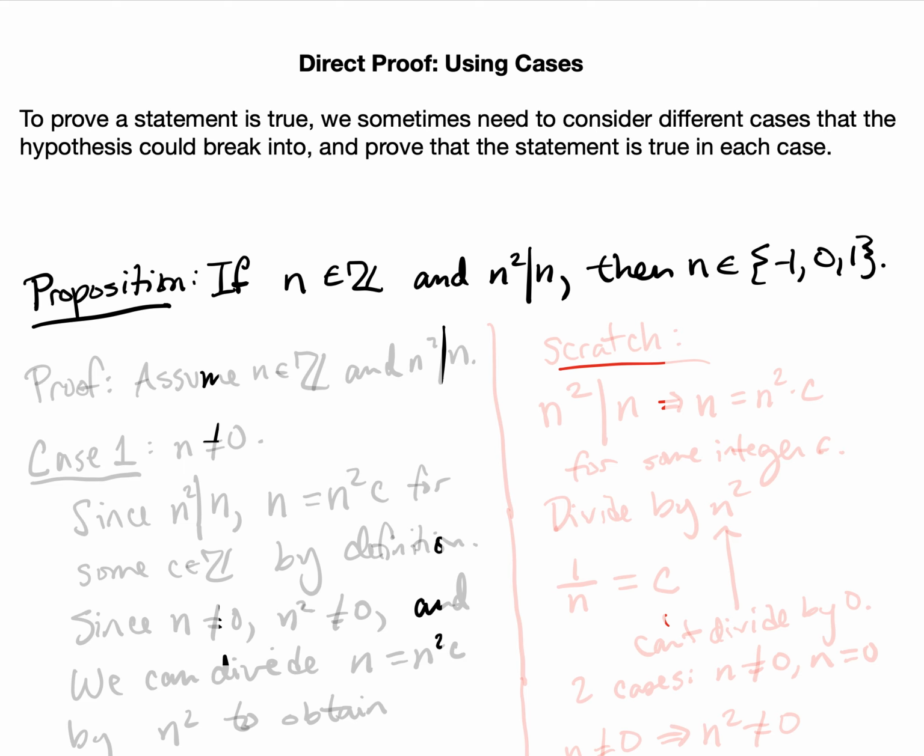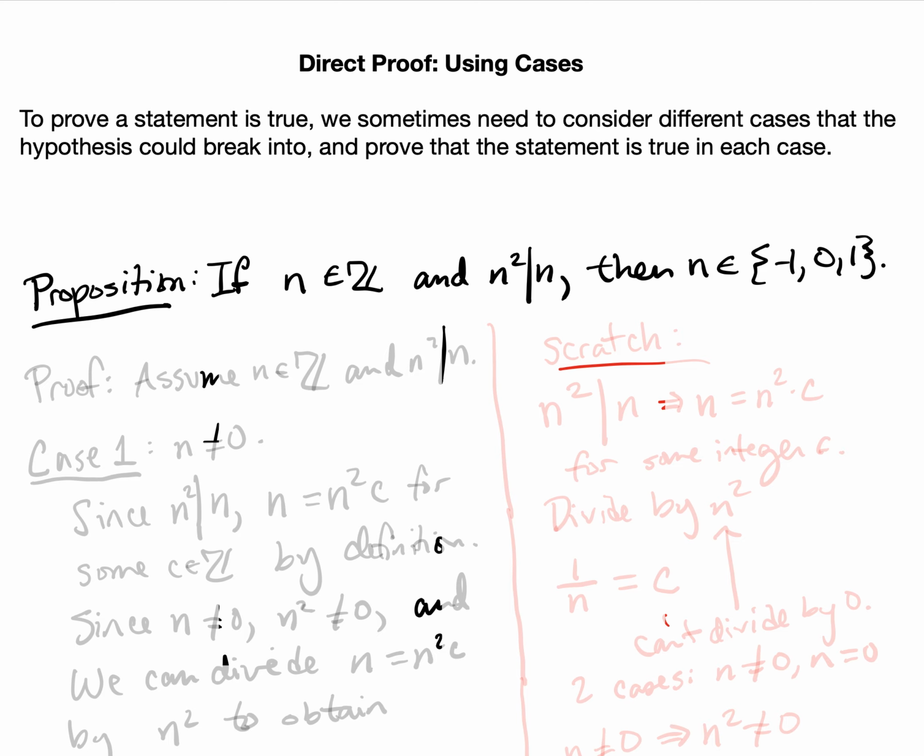This is a continuation of direct proof, and this is particularly looking at using cases to prove direct statements. To prove a statement is true, we sometimes need to consider different cases that the hypothesis could break into and prove that the statement is true in each of these cases. Let's look at an example.